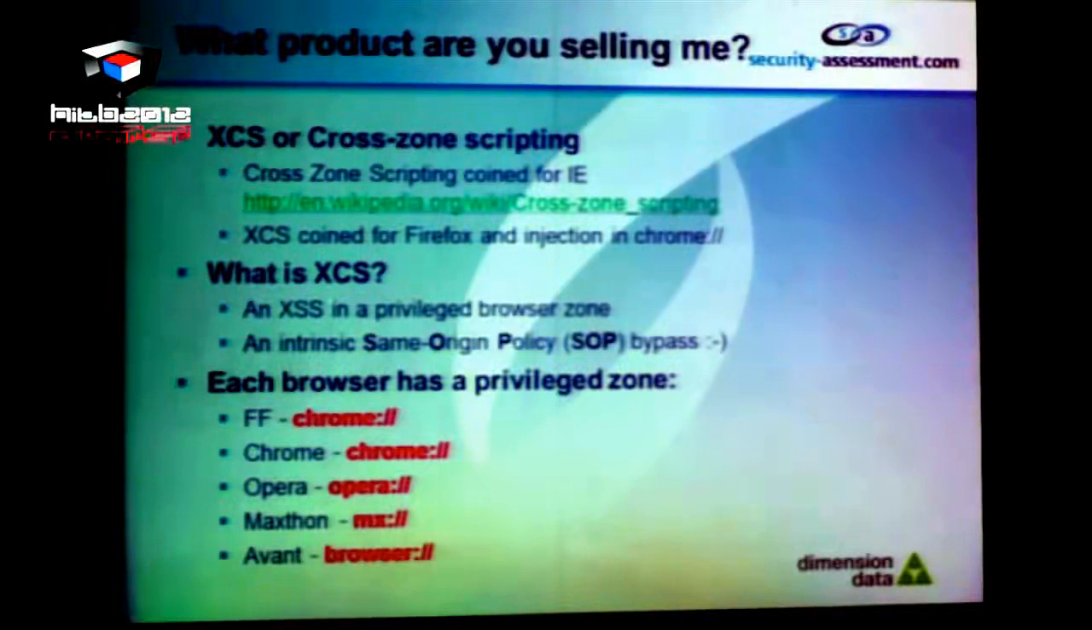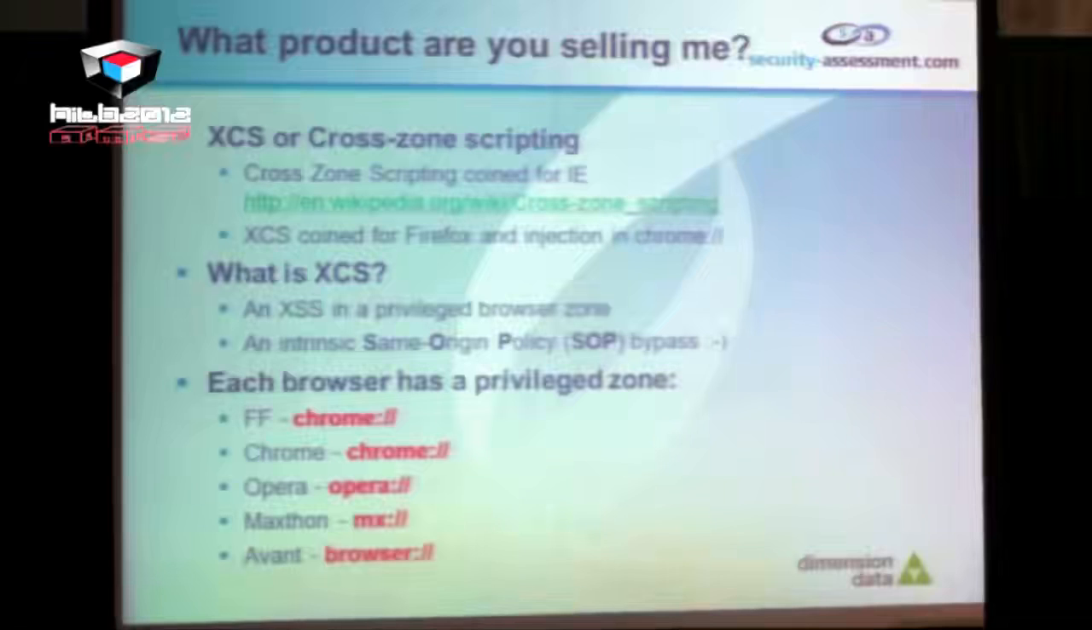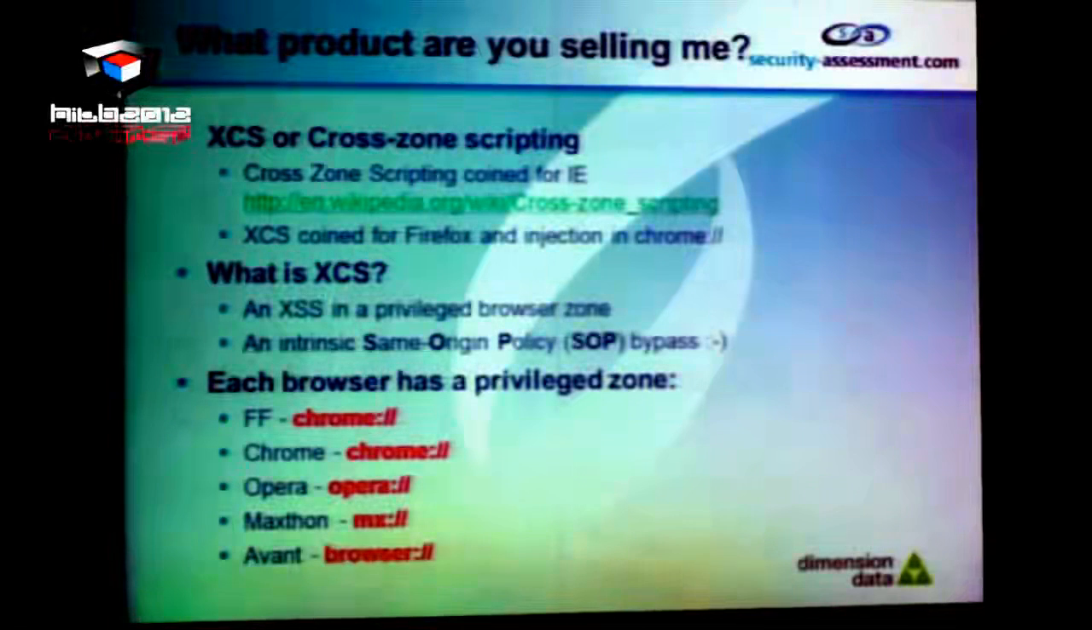This is a definition which was used for some bugs found in Internet Explorer 3-4 years ago, and also in Firefox when you have injection in the Chrome zone, which is the trusted zone in Firefox. So basically, in a few words, cross-context scripting means you have a kind of cross-site scripting, but between 2 different zones. One is untrusted, like the Internet, and the other is trusted. When I say trusted, it's the browser privileged zone which has access to APIs. Just to give you some examples, Firefox has chrome://, Chrome has chrome://, Opera has opera:, and Maxthon has mx://. These are all privileged browser zones.